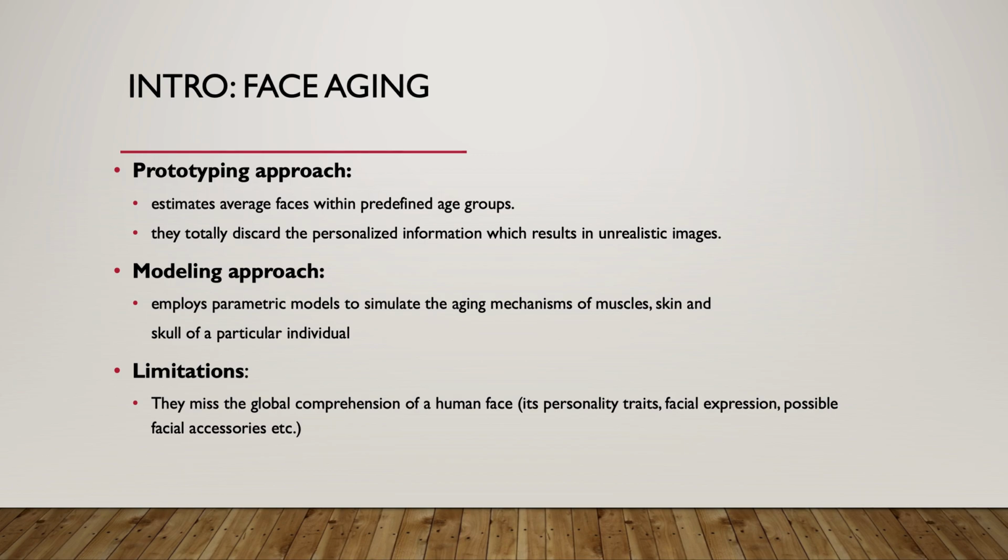Now, for the modeling approach, this one uses parametric models to simulate the aging mechanisms of muscles, skin, and skull of a particular individual. Now, as discussed earlier on, the limitations of these approaches is that they miss the global comprehension of a human face. That's basically a person's traits, such as facial expression, possible facial accessories, for instance, like beard. They easily miss out on this.